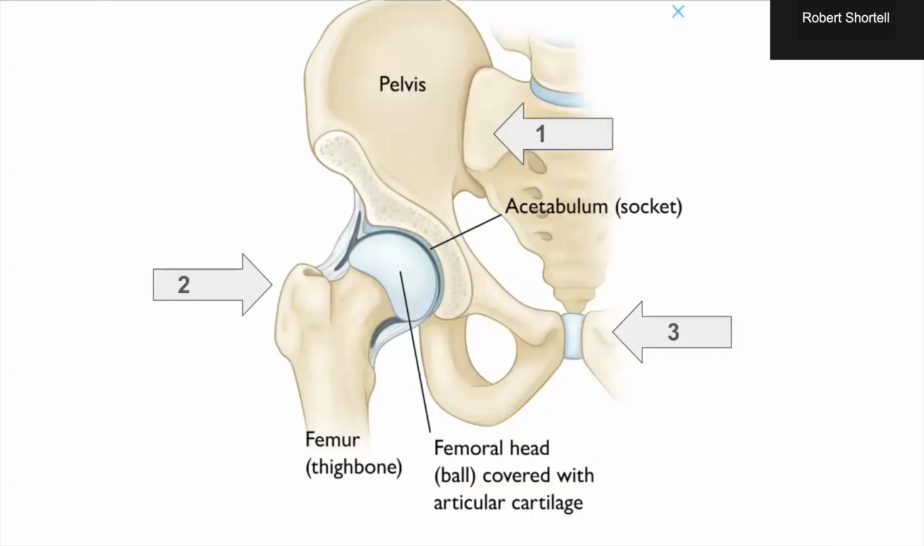The last topic is lower body conditions. So we're looking at a diagram of the hip. There are three joints. Number one is what's called your sacroiliac joint. Number two is called your iliofemoral joint. And number three is called your pubic joint.